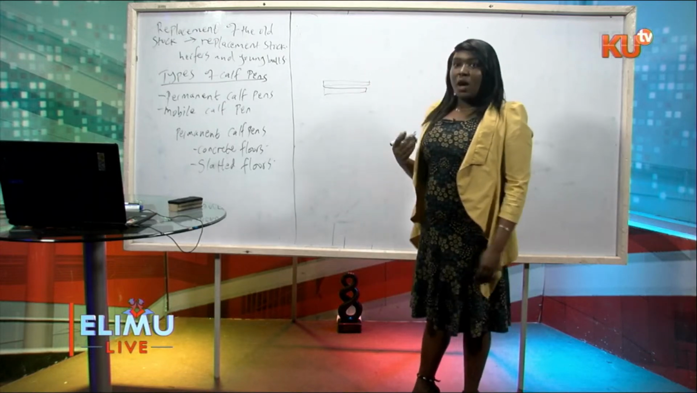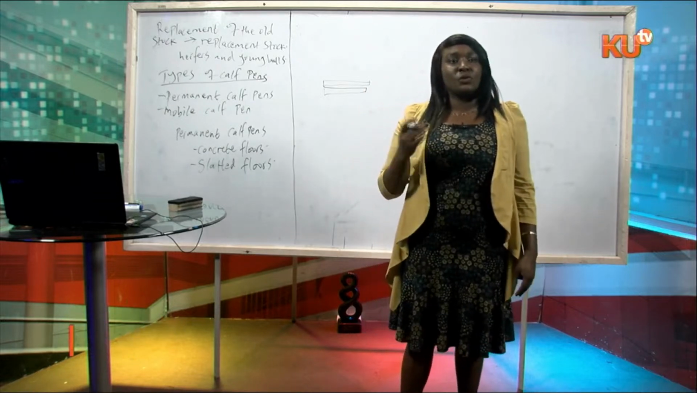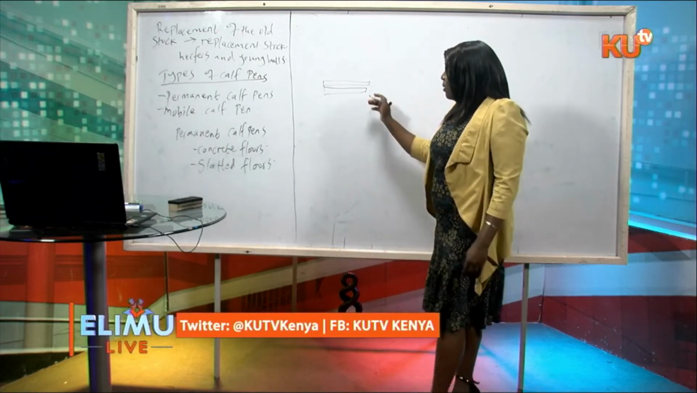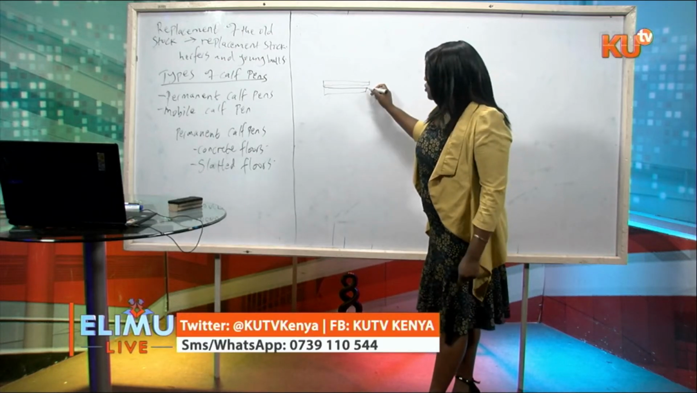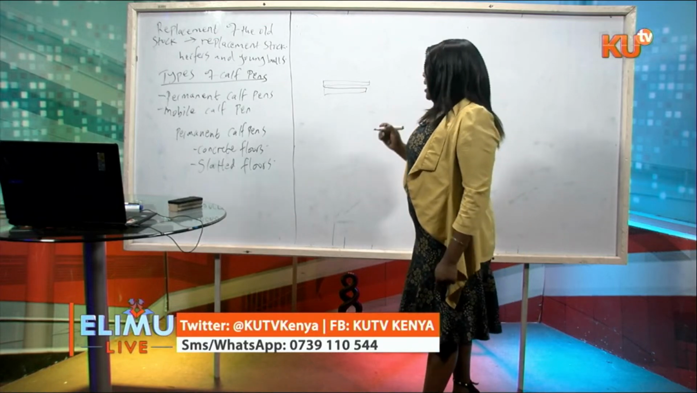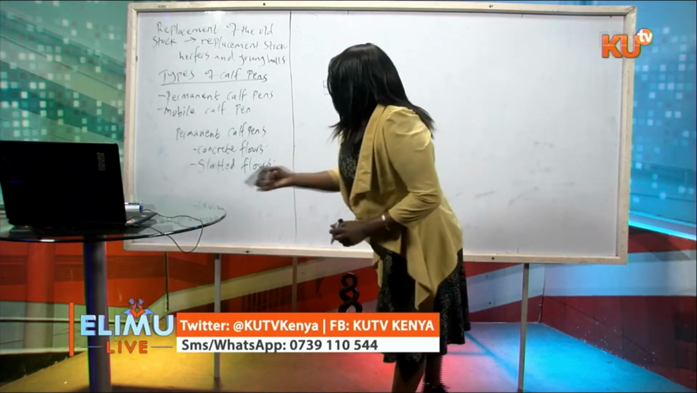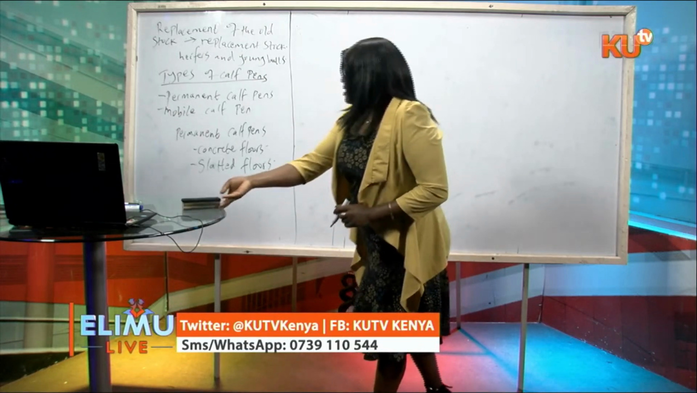The concrete one, of course, is where you mix the sand and the ballast to come up with a final concrete. And then, of course, you put it on the floor as you construct the calf pen. So those are the permanent calf pens. There are two. We have said the concrete and the slated.